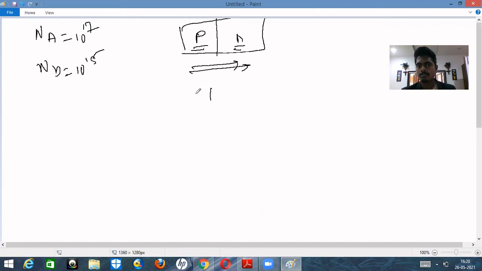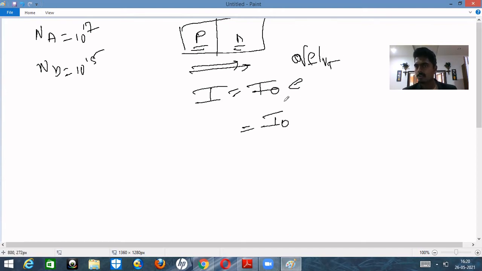We already know what the forward current is, right? Forward current is I equal to I naught into e power q into Vf upon Vt, or simply e power Vf upon Vt. That is equal to I naught, whose value we still need to find out, into e power Vf, which is the forward voltage 0.208 volts, or 208 millivolts, divided by Vt. Vt is nothing but 0.0259 or 0.026. If we know the value of I naught, then definitely we will get I.